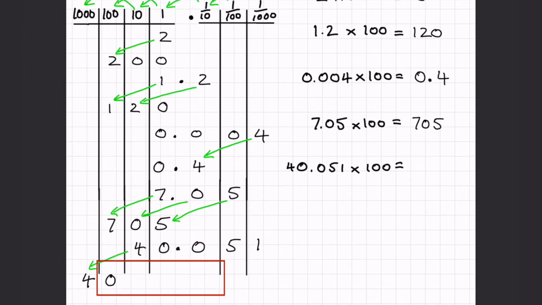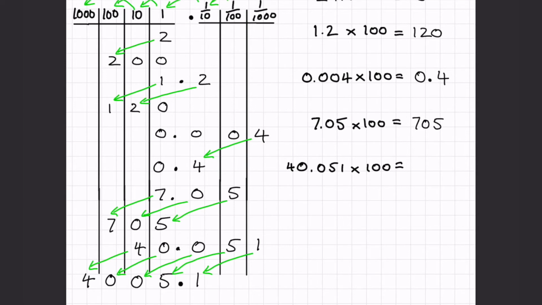So we have the 0, the 5 and the 1. And remember, we need to put the decimal point in. And we can see that the 0 has moved 2 columns to the left. This 0 here, the 0 that's in the tenths column, has moved into the tens column. The 5 that's in the hundredths column is now moved into the ones column, or the units column. And the 1 that was in the thousandths column has moved into the tenths column.